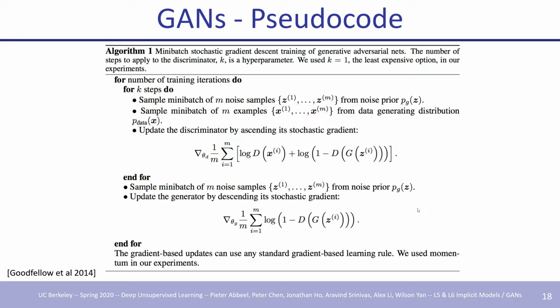So this is the main pseudocode. So there's two steps where there's one step where the discriminator is being updated, and you can update it as many times as you want, and then you update the generator after that. So these are two different steps. Here the real data and the fake data are combined together, and then it's trained in one step.